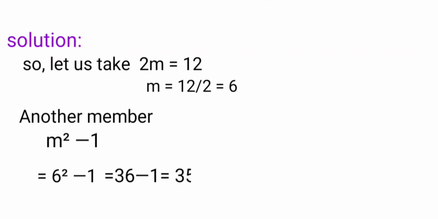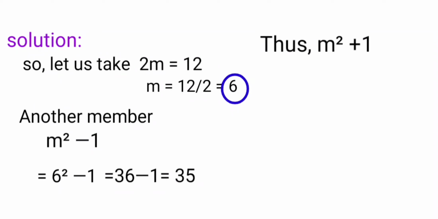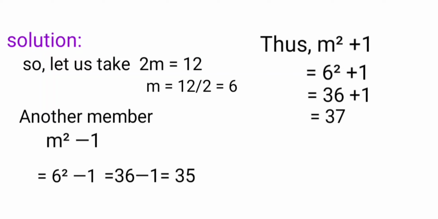So another member came out to be 35. Okay. The next member is m² + 1. Put the value of m: 6² + 1. 6² is 36, plus 1 is 37. So the three members are 2m, m² − 1 and m² + 1. When we take 2m equal to 12, then m equals 6, m² − 1 equals 35, and m² + 1 equals 37.